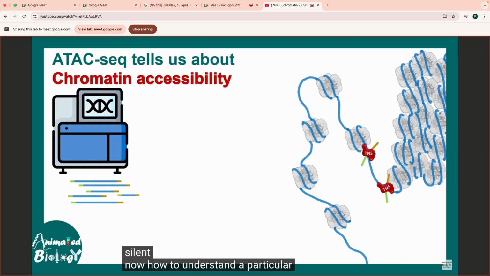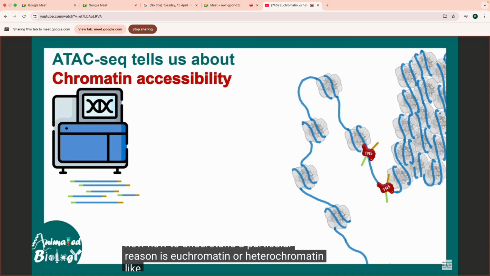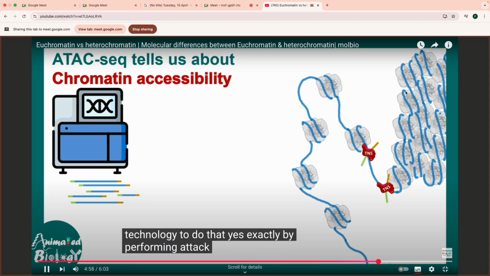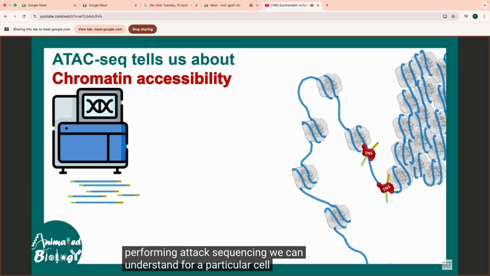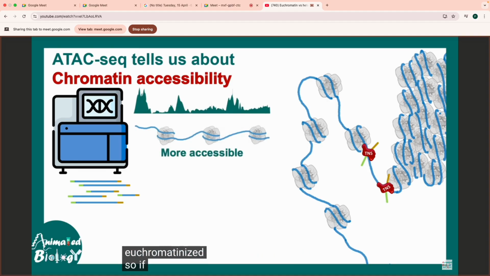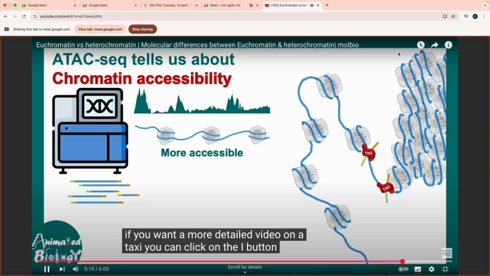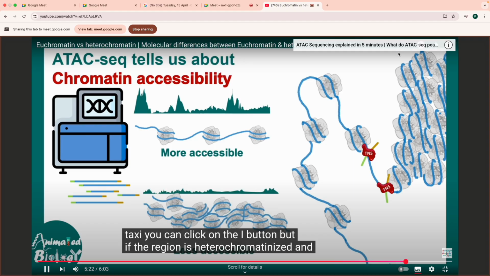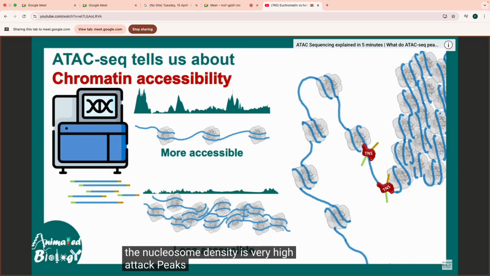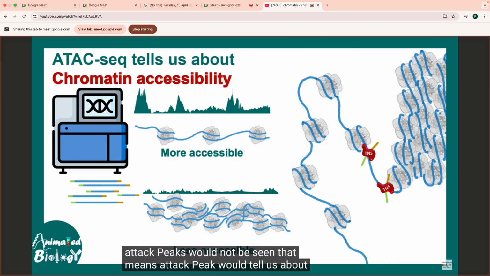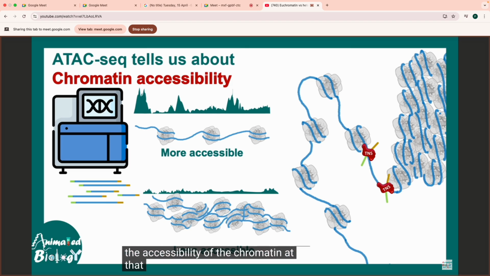Now, how to understand whether a particular region is euchromatin or heterochromatin? Is there a high throughput technology to do that? Yes, exactly. By performing ATAC sequencing, we can understand for a particular cell type at a particular time which regions of the genome are heterochromatinized versus euchromatinized. So if the genome is more accessible, we would be seeing ATAC peaks. Now, if you want a more detailed video on ATAC-seq, you can click on the I button. But if the region is heterochromatinized and the nucleosome density is very high, ATAC peaks would not be seen. That means ATAC peak would tell us about the accessibility of the chromatin at that particular region.